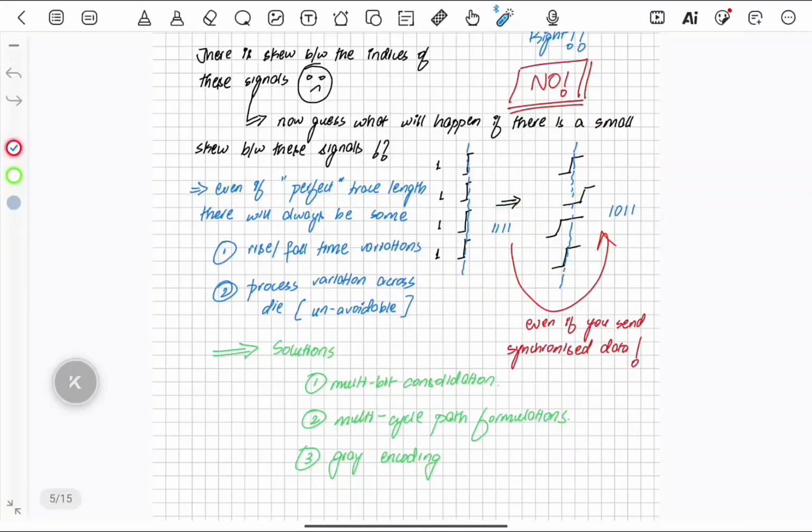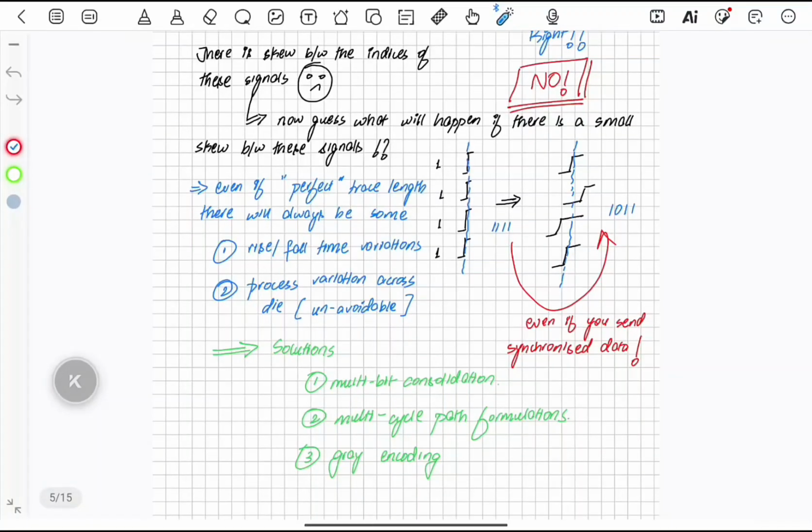So how do you resolve this? There are three main solutions. One is multi-bit consolidation, the second is multi-cycle path formulations, and the third one is gray coding. We'll be going through each of these. Just stay tuned. We'll talk about multi-bit consolidation next and move forward.